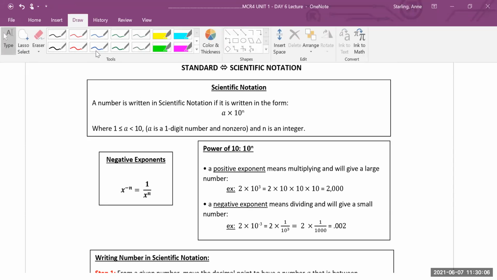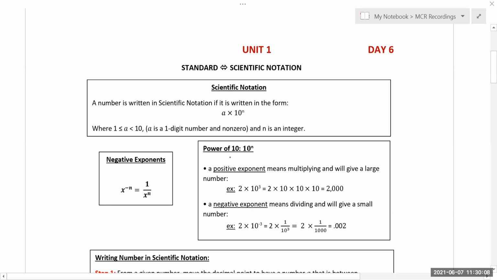All right, welcome to MCR Day 6. So this is the last section of Unit 1. The rest of Day 6 and Day 7 are going to be reviews for your first test. So the very last section is scientific notation, kind of a nicer one, a little bit shorter.